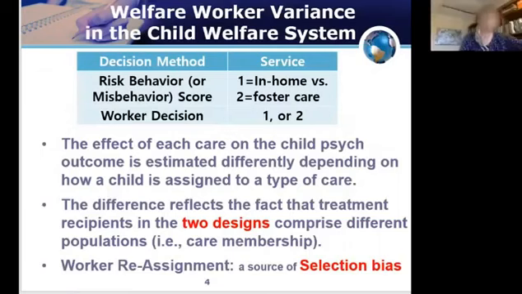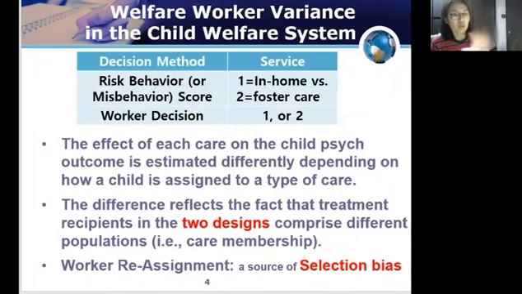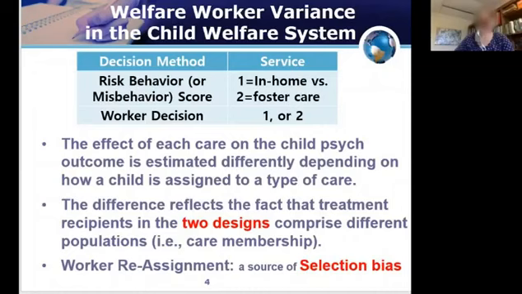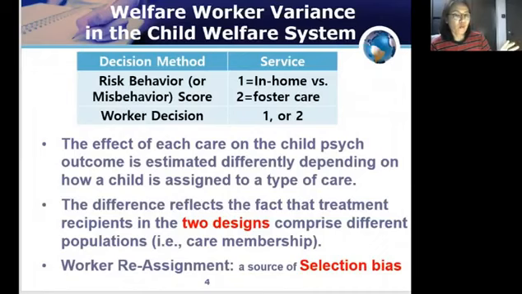So I mentioned the risk behavior score. It's a continuous score. With a certain threshold, a cut point, some children are assigned to foster care, and the others are assigned to in-home care service. So here, let's say the ones who have very high risk scores are assigned to foster care, and the rest of them are assigned to in-home care.